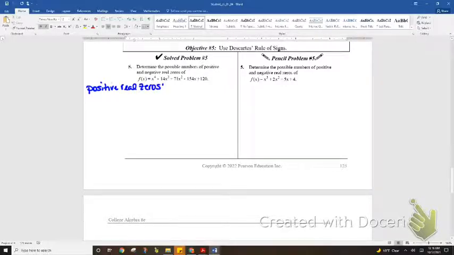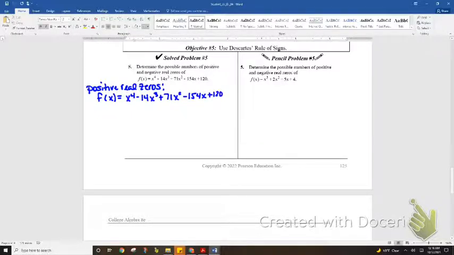Okay, because they're always going to give us f of x. So we have f of x equals x to the 4th minus 14x cubed plus 71x squared minus 154x plus 120. And so let's count our number of sign changes.